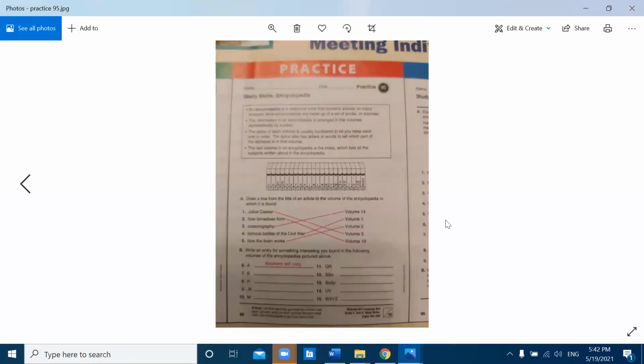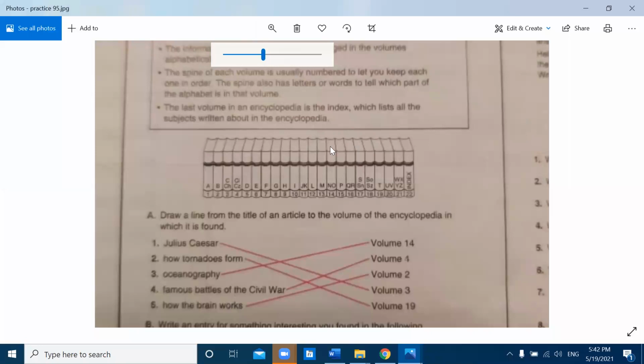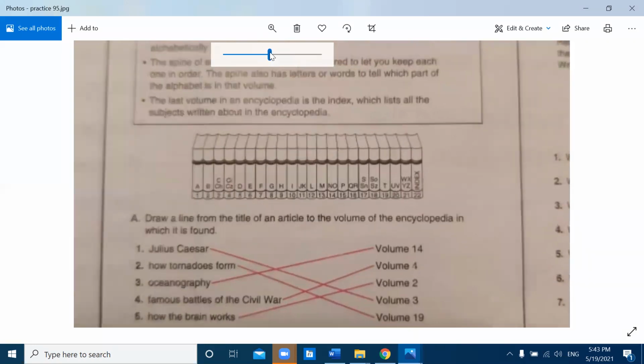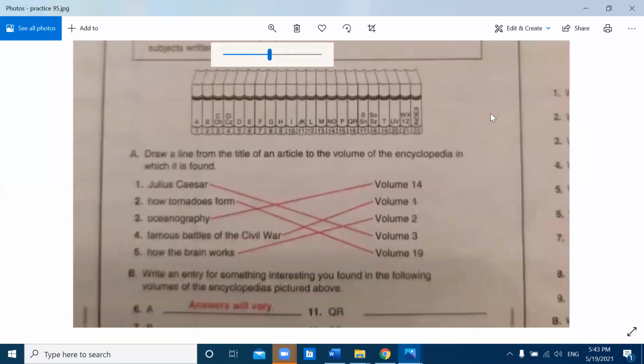Okay, guys, so this is page 95 in the practice workbook, and it's quite simple. Here's a picture of a set of encyclopedias. Remember, we said the last one is the index, and these are the letters on the spines of the books to tell you which topics are included in each book, and these are the numbers, okay? These numbers help you to keep the books in order. The letters tell you which topics you would find inside. All right, let's explain these answers together.